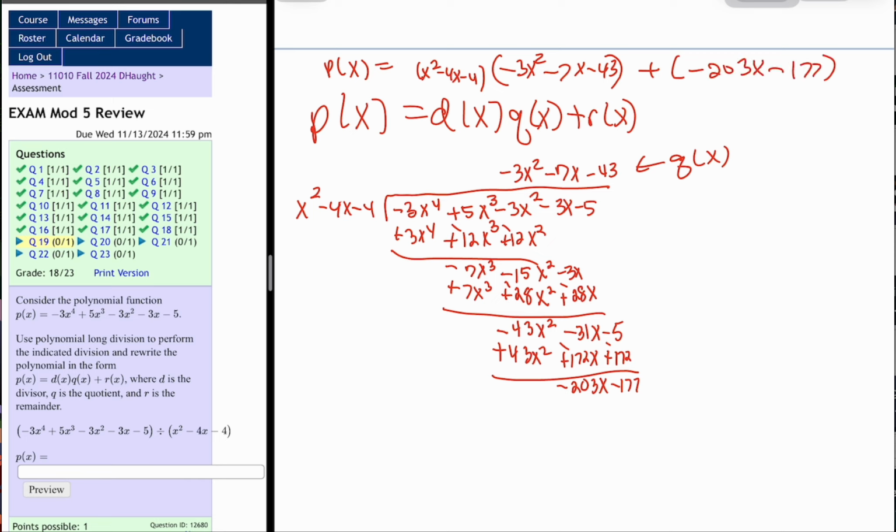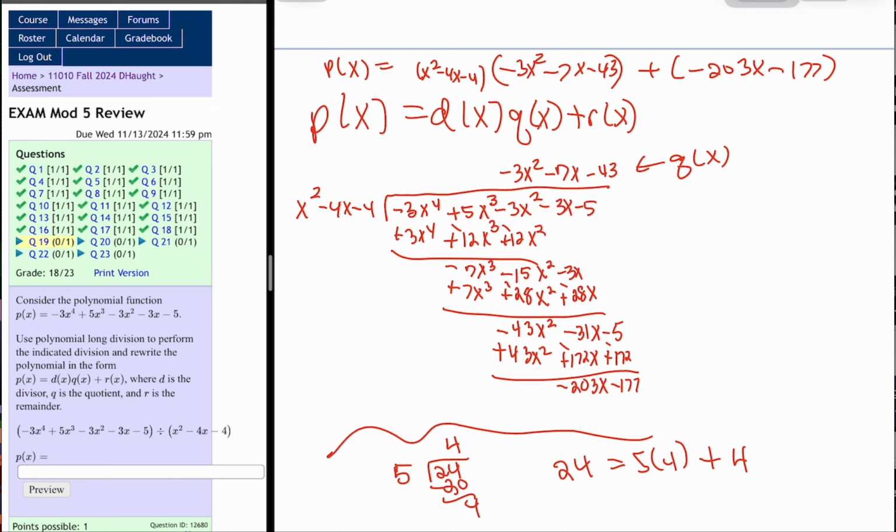Okay. Now, how could you remember that? Let's divide 5 into 24. 5 goes into 24 4 times with 4 remaining. I know that the number 24 should equal 5 times 4, my divisor times my quotient, plus my remainder. So again, what did you divide by? Put it in parentheses. What did you get as an answer? Put it next in parentheses. Plus, what is your remainder?